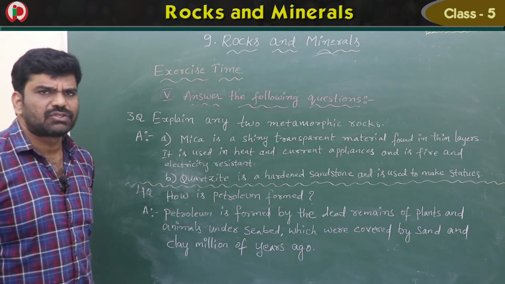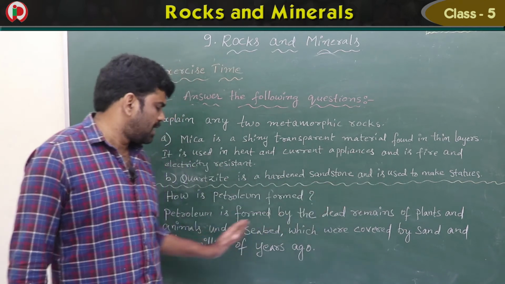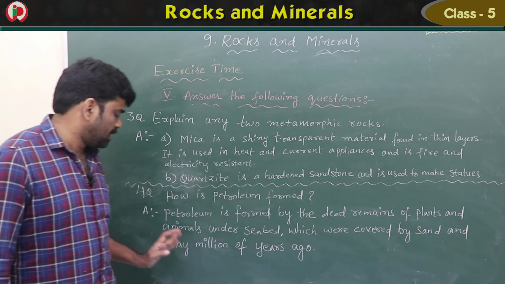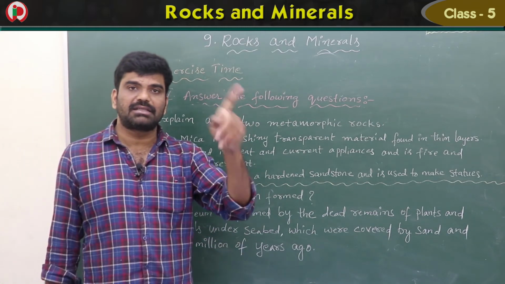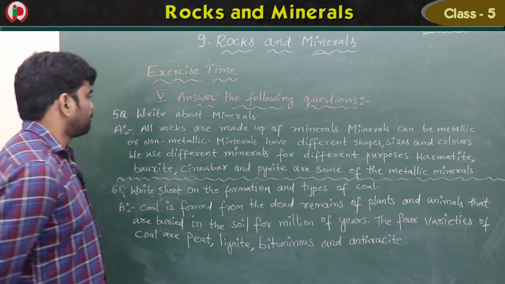Fourth question, how is petroleum formed? Petroleum is formed by the dead remains of plants and animals under the seabed, which were covered by sand and clay millions of years ago. Okay. Children, now see the fifth question.